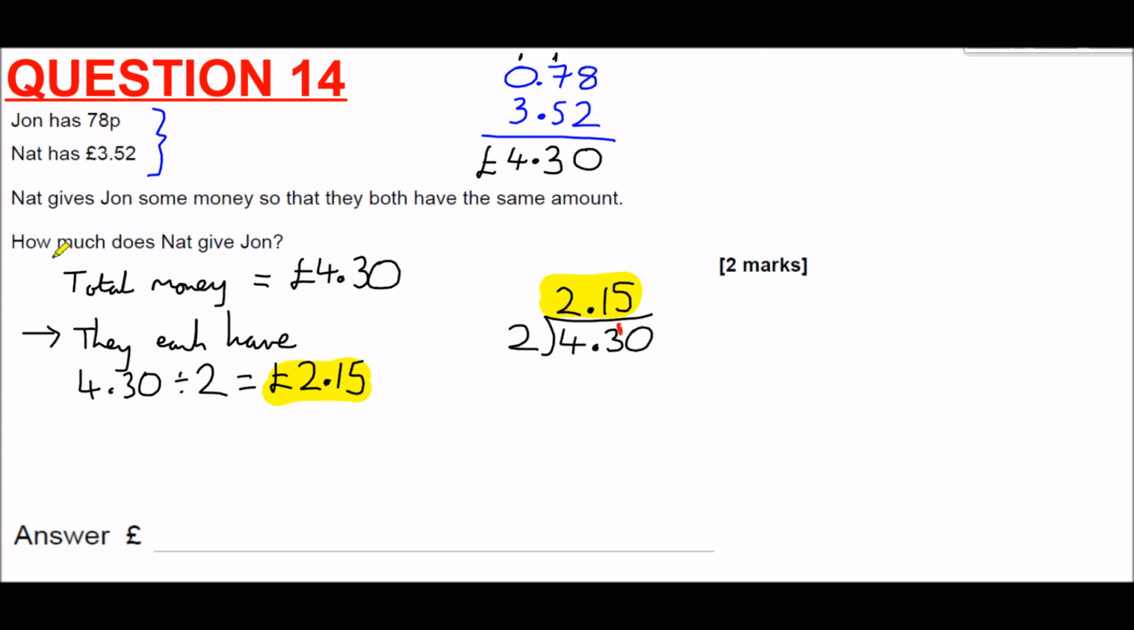The question was, how much does Nat give John? Well, Nat had £3.52. She ends up with £2.15. And so in terms of how much she gave away, if she started with £3.52, then we can calculate how much she gave to John by doing £3.52 subtract what she ends up with, which is £2.15.